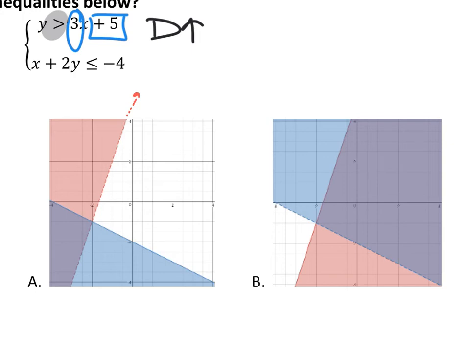I also want this to be shaded above. Is that shaded above? Yes. Okay, that looks pretty good. We can hang on to answer choice A. Let's look at answer choice B, though. Here's the line that goes through 5. Is it dashed? No. Is it shaded above? No, this one's shaded below it. So is answer choice B going to be correct?